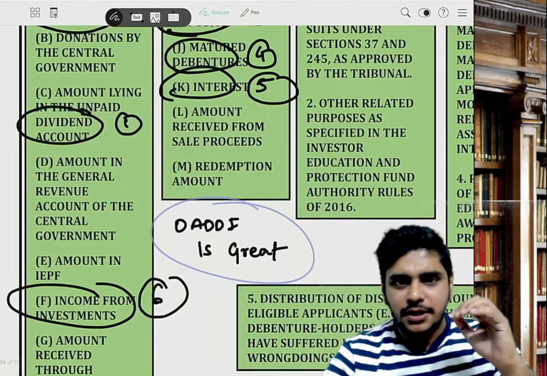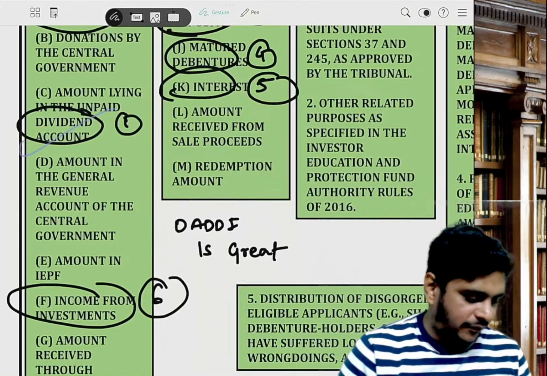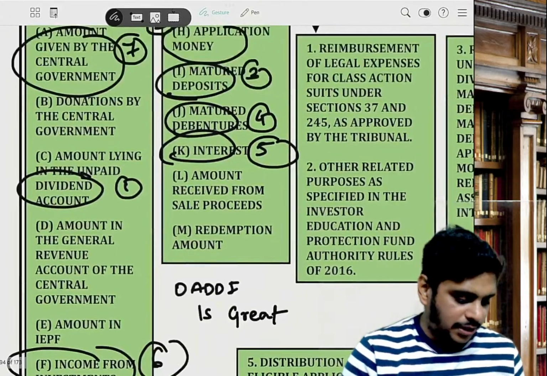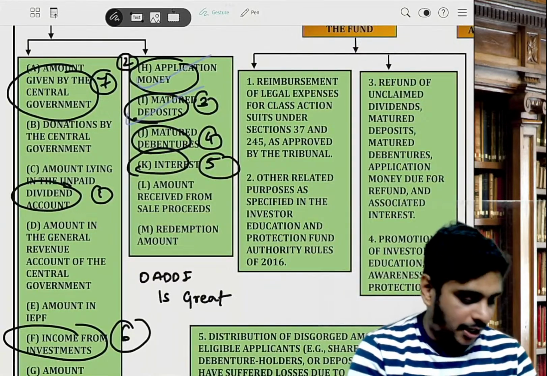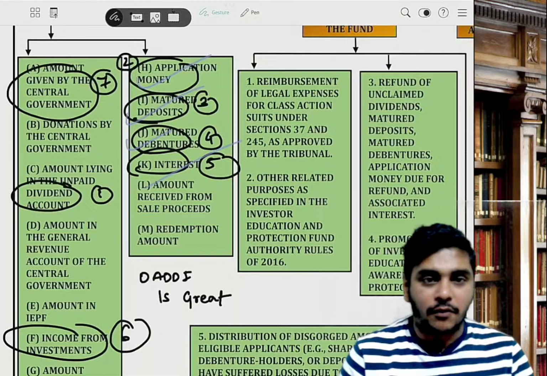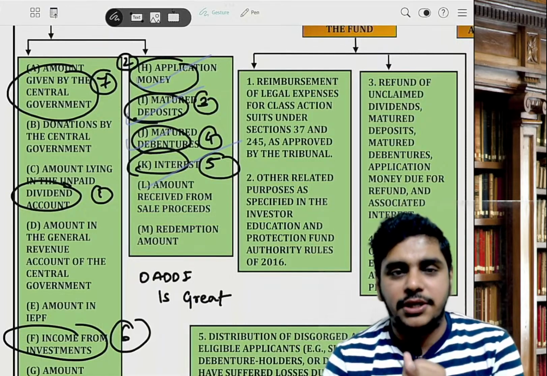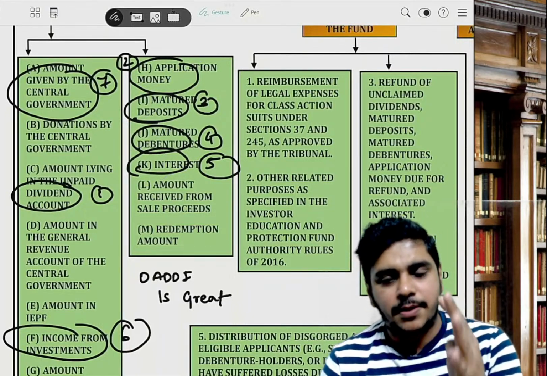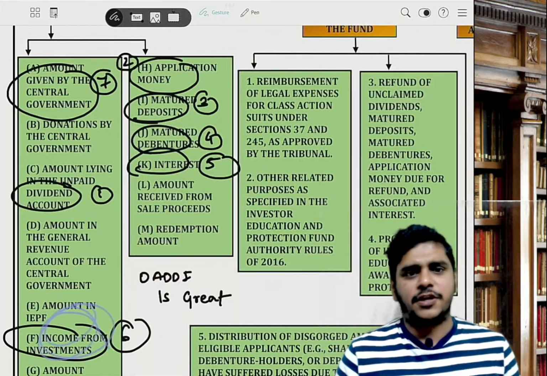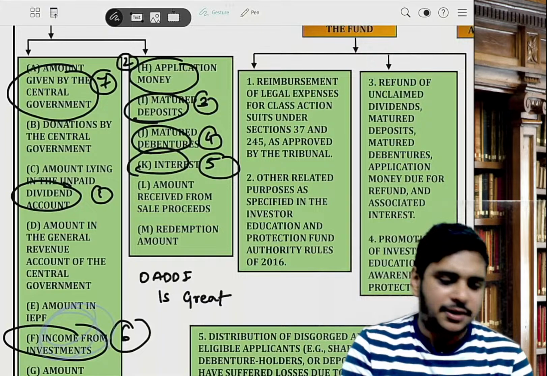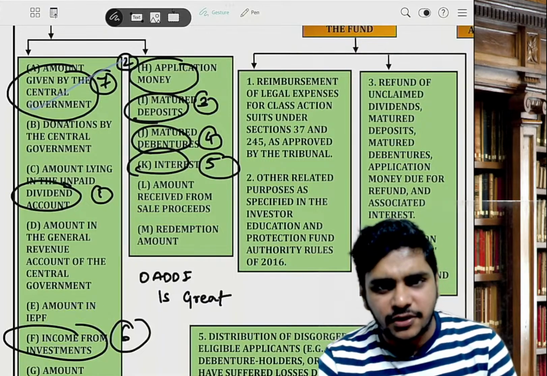Remember, Dadi is great? D is what? Unpaid dividend. A: application money, outstanding application money. Again D: unpaid deposits. One more D: unpaid debentures. I: interest on the above. That is, unpaid dividend, outstanding application money, unpaid deposits, debentures, interest on the above, and interest on investment from IPF. G, great: grants, donations from the Central Government, State Government, company, financial institution.